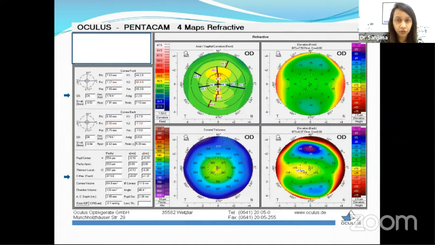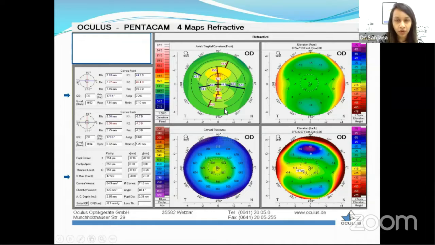Now, firstly, talking about the 4-map refractive. This is a picture of a 4-map refractive Pentacam scan, which mainly has 4 scans. The first is the anterior or the sagittal curvature map. Then we have the elevation map, that is the front elevation, and the back elevation map, and then we have the thickness map.